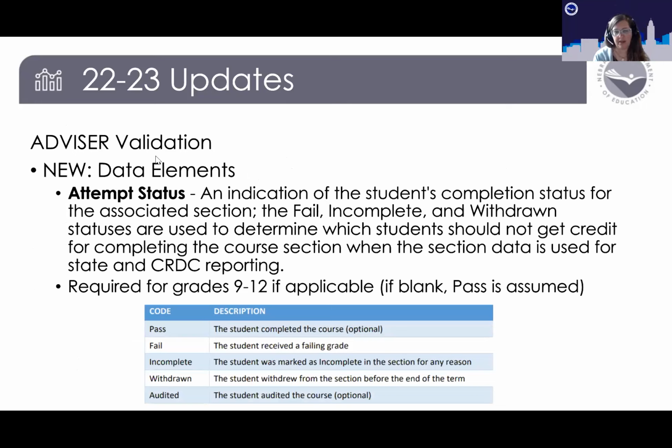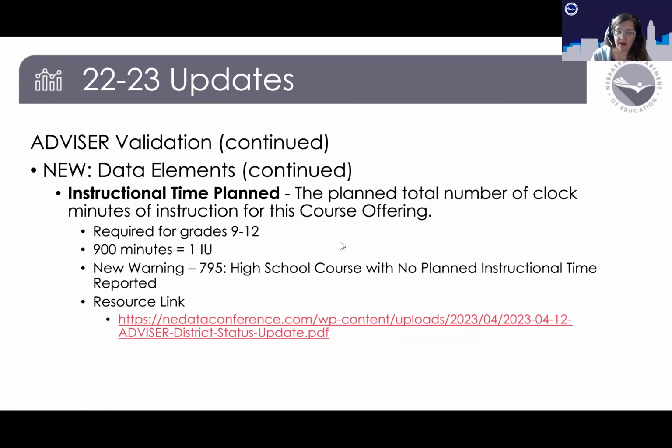So one of the new data elements was attempt status. So that's that indication of the student's completion regarding that course, that fail, incomplete, withdrawal. And this is required for grades 9 through 12, if applicable, right? If they're blank, we're going to assume that they passed, no problem. So these are the various codes that are part of this data element here.